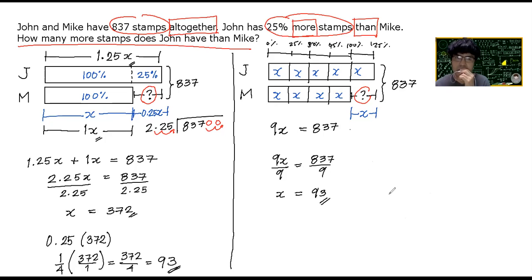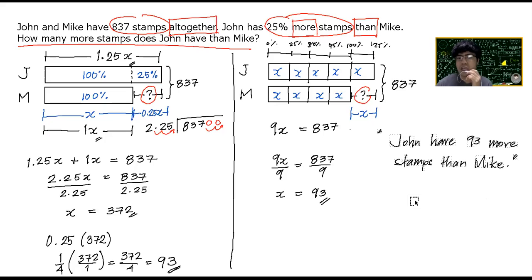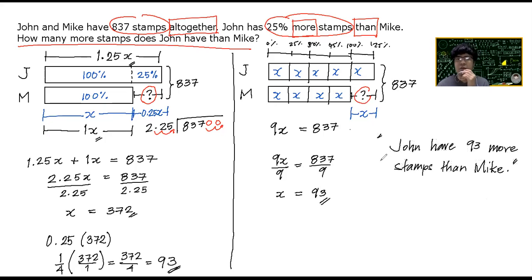Okay. John has 93 more. Don't forget the word more. More stamps for comparing than Mike. If you want to find out if the answer is really correct, we may use checking. How will you check this? If you want to check this, just try to add each bar. Let's say, suppose I use this fraction thing for checking only.